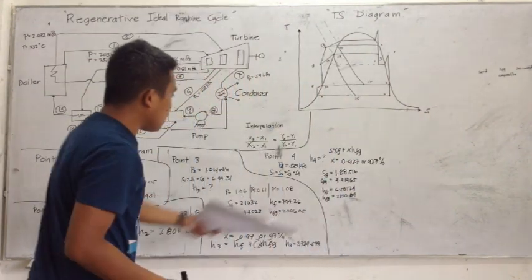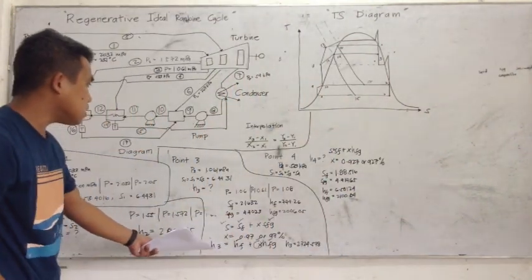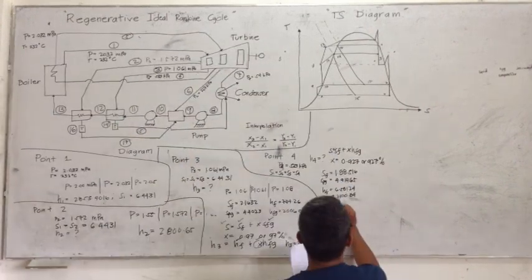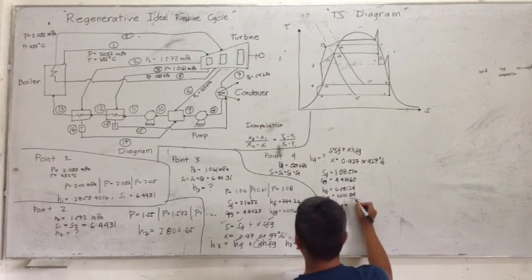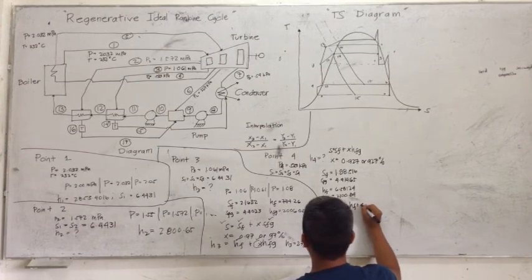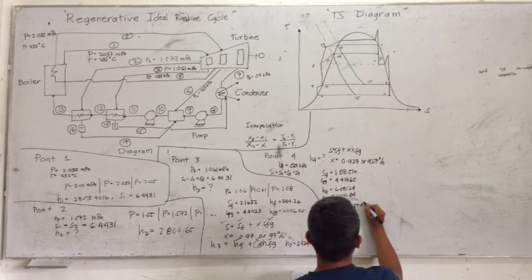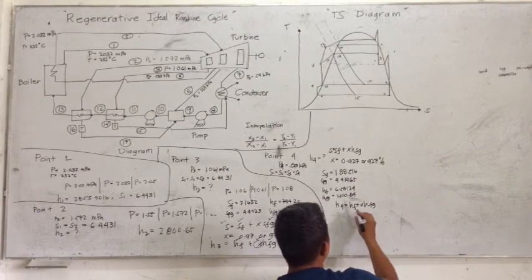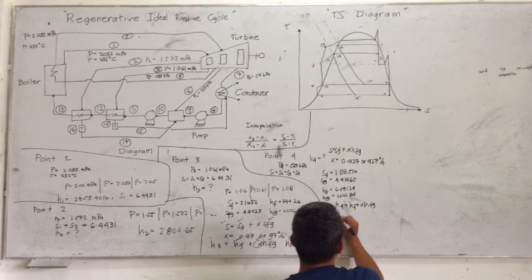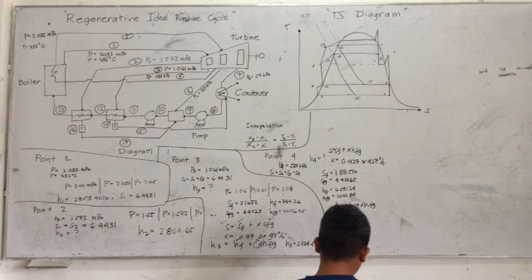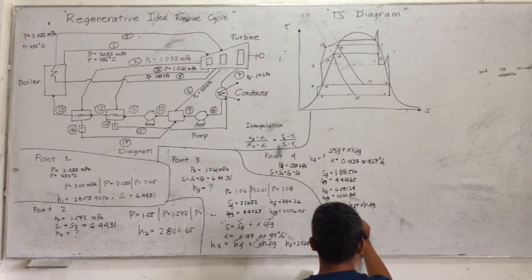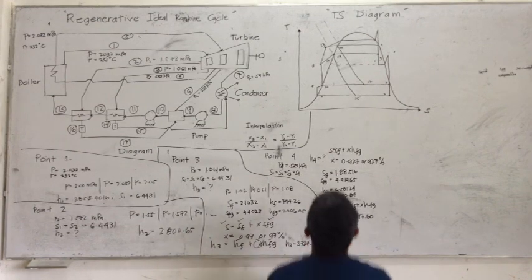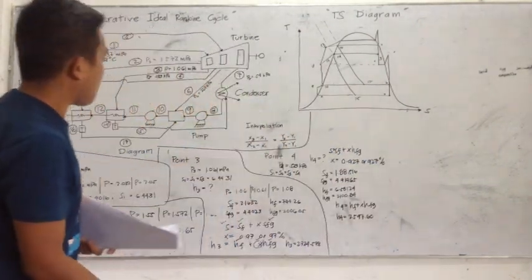The second formula is for finding H, now that we have the quality of X. H4 is equal to HF plus X HFG. Directly substituting in our formula, we have H4 which is 2597.60. We are finished with point 4.